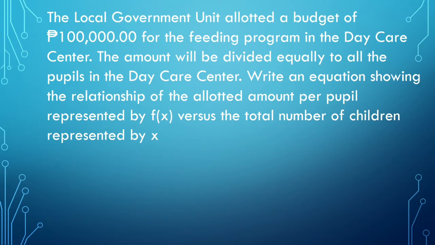Here is a real-life situation that models a rational function. The local government unit allotted a budget of 100,000 pesos for the feeding program in the daycare center. The amount will be divided equally among all the pupils in the daycare center. Write an equation showing the relationship of the allotted amount per pupil represented by f of x versus the total number of children represented by x.